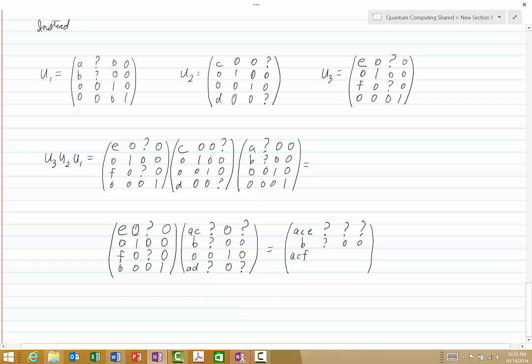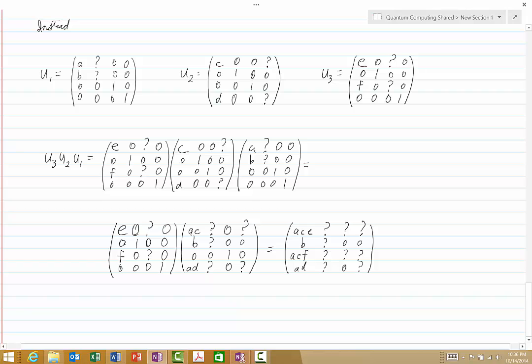This times the second column, well, F is getting multiplied by question mark, so that gives us a question mark. This multiplied by the third column, this question mark here is getting multiplied by 1, so we get a question mark. And finally, this row times this column, well, F is getting multiplied by question mark, so we get question mark. And then finally, when we multiply this row times this matrix, it'll just pick out the fourth row, so we get AD, question mark, 0, question mark.